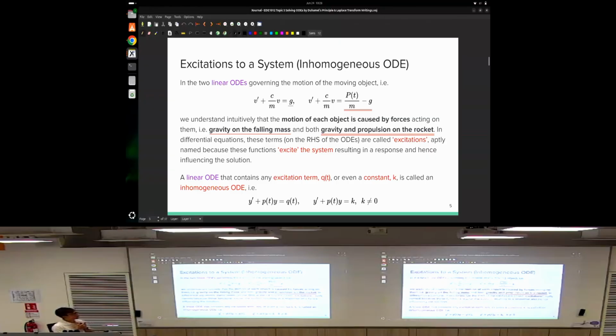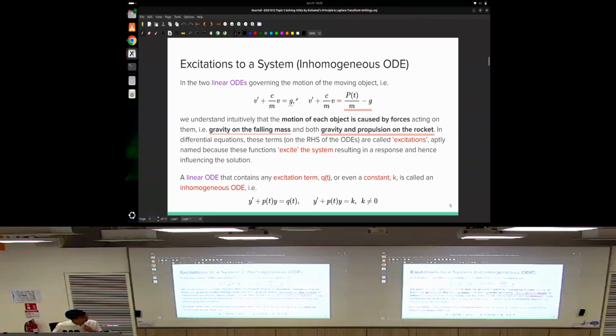Okay, so in order to effectuate a motion or change of motion on an object, you need to have some forces. The force is the cause of the motion. So for example, the falling object is caused by gravity. The object falls because of gravity. And the rocket propels because it has a propulsion force opposing the gravity on the object. So in differential equations, these terms on the right hand side are called excitations. They are called excitations simply because they excite the system, they excite the object in this case.